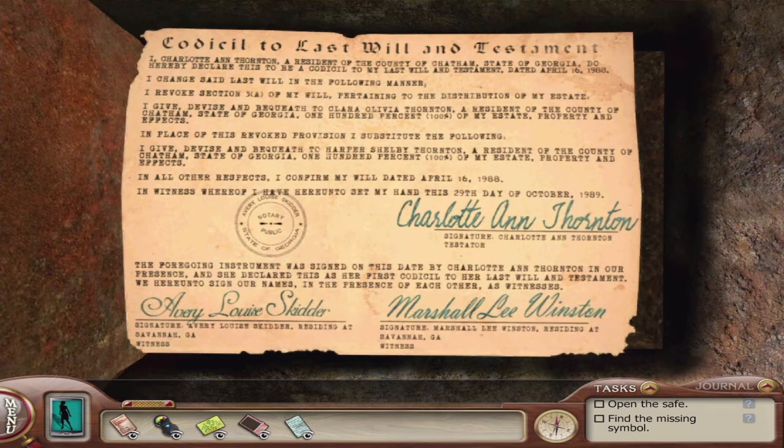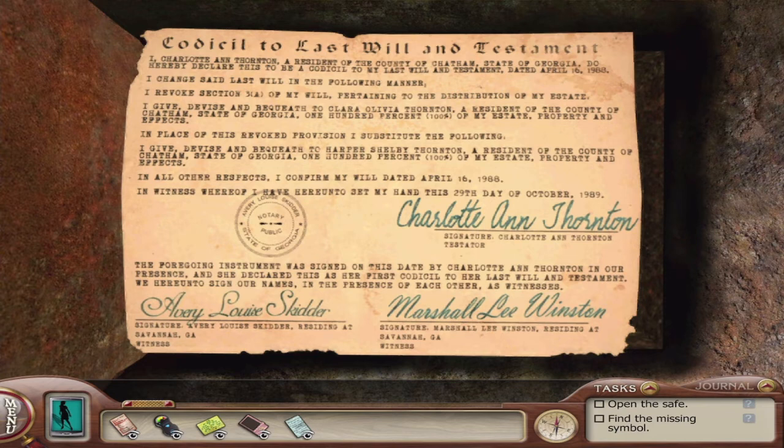Codicil to last will and testament. I, Charlotte Ann Thornton, a resident of the county of Chatham, state of Georgia. Oh, so we're in Georgia. Do hereby declare this to be a codicil to my last will and testament, dated April 16, 1988? Seriously? Why does it have to be that year? My birth year is cursed.